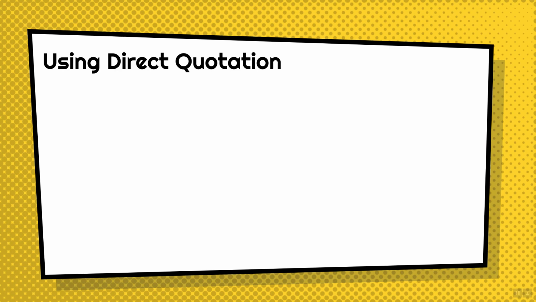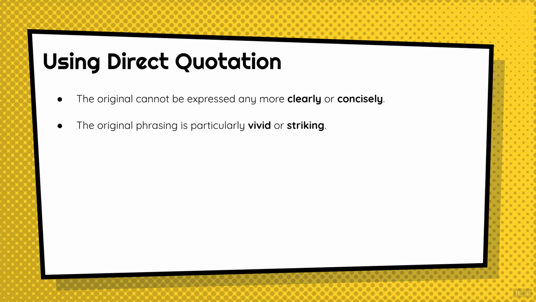Anytime you use direct quotation, you ought to have a good reason for doing so. Here are a few reasons that you might want to quote something directly. Sometimes the original cannot be expressed any more clearly or concisely than it already has been. Sometimes the original phrasing is particularly vivid or striking. If it's beautifully written, you probably want to include that in your own paper. Perhaps you intend to closely analyze parts of the original passage. This is likely to happen if you're doing a literary paper. It's also likely to happen if you're looking at some kind of law or proposal and you need to really look at what people are saying.